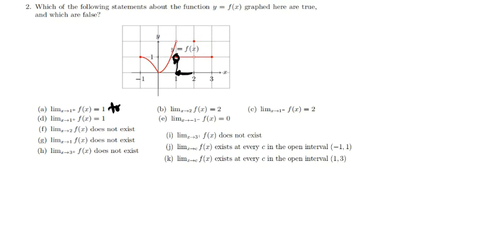Another one is part B. Limit as x approaches 2 is equal to 2. Now, for this one we're going to do the limit as x approaches 2 from the left side and from the right side.